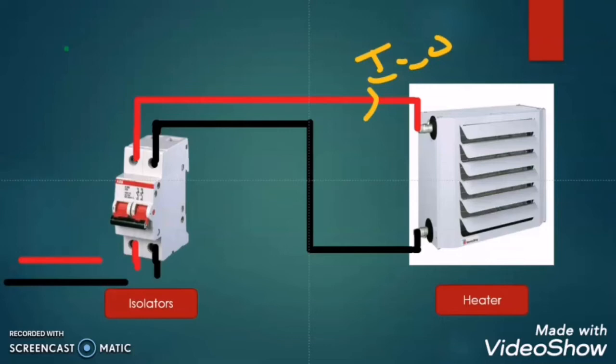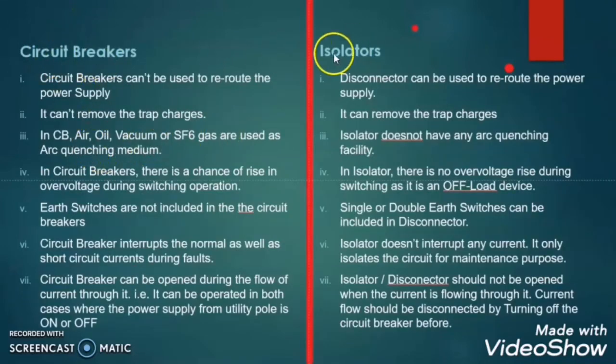So that is the difference between the air circuit breaker and isolator: in the circuit breaker, oil, vacuum, SF6 gases are used to quench the arc produced in the circuit breaker, but in isolator there is no quenching facility, as it is an off-load device, meaning there is no current in the load when we are operating the isolator. So as there is no current, there will be no arc, so there is no requirement at all of any arc quenching medium like oil, air or vacuum or SF6 inside the isolator. Hope you got the difference between air circuit breaker and isolator.